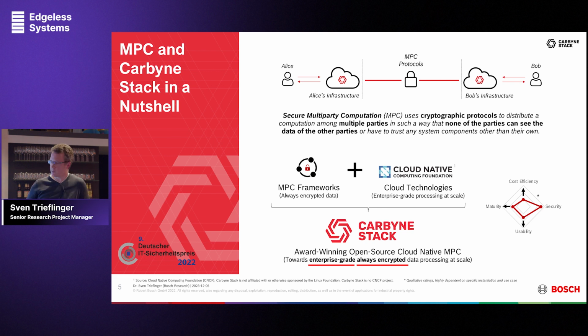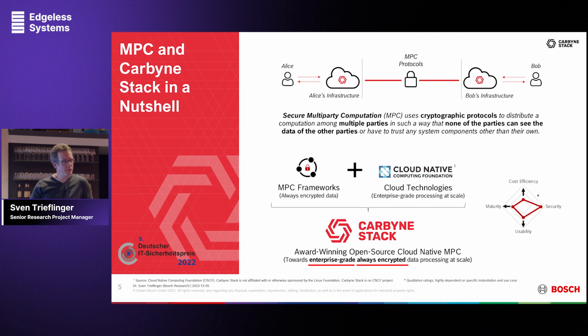So the guarantee is that in this case, Alice and Bob can spawn Carbyne Stack clusters. These are basically implementations of MPC protocols and orchestration logic around it. They can input their data on their local infrastructure, on their locally running Carbyne Stack instance, and can be sure that during the processing, the other party, and there can also be more than two, will never see the input data that they provided to this computation. So that's the basic guarantee. And it's enabled by cryptography, not by hardware protection mechanisms as for confidential computing, but by cryptographic protocols and associated distributed computing protocols.